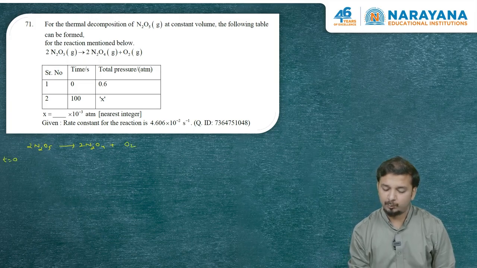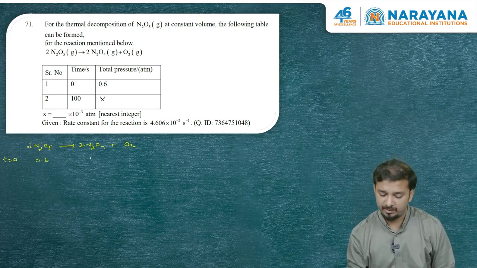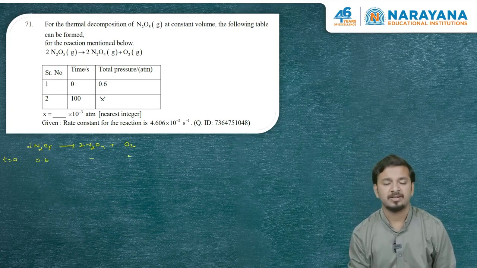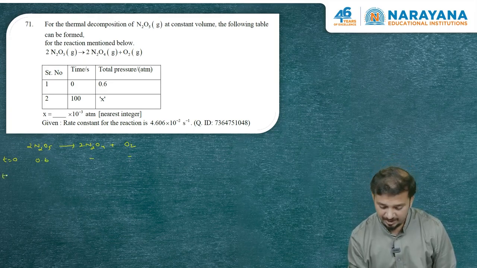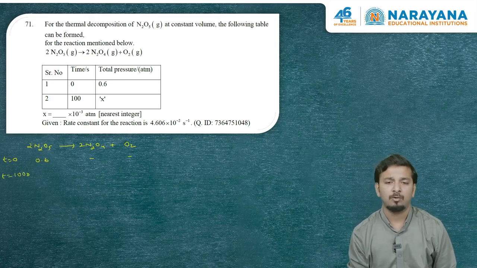Total pressure is 0.6 atm. So total pressure will be because of N2O5 itself. N2O4 and O2 will not exert any pressure initially. At 100 second, what will happen? Some amount of N2O5 will be converted to N2O4 and O2.